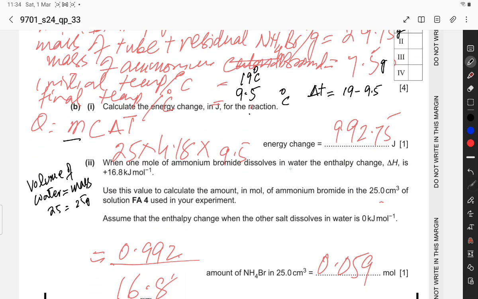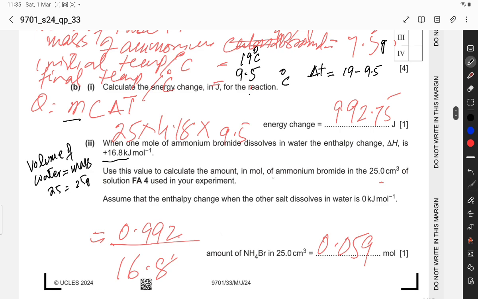When 1 mole of ammonium bromide dissolves in water, the enthalpy change ΔH is 16.8 kJ per mole. Use the value to calculate the amount in moles of ammonium bromide in the 25 cm³ of FA2 solution, FA4, used in your experiment. Assume that the enthalpy change when the other salt dissolves in water is 0.0 kJ mol⁻¹. So this is 992.75.